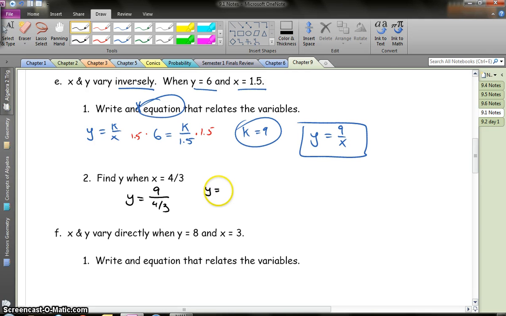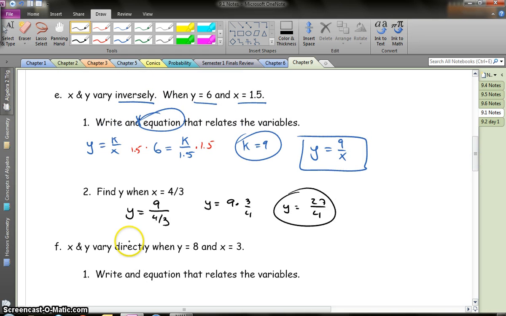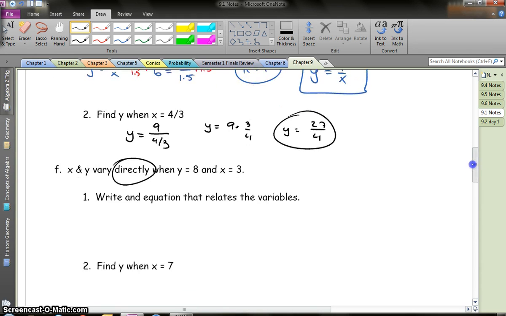So I'm going to go y equals 9 divided by 4/3. Dividing by a number is the same as multiplying by the reciprocal. So you should get 9 times 3 is 27 over 4. Alright, so 27/4 is your value for y. I hope you remember that. We did ones like that in Chapter 2. Now, here's the new ones. No, I'm sorry. We did direct variation in Chapter 2. Inverse is the new one. So that was a new one. My bad.